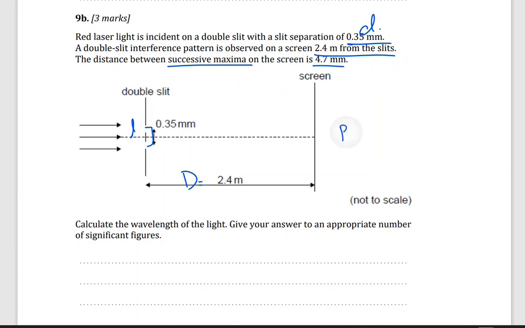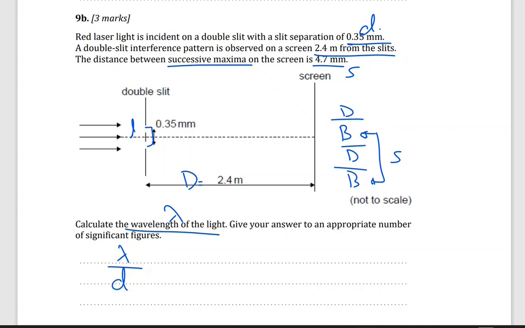Now here we have a fringe pattern. We have bright and then dark and then bright again and then dark. So the distance between the centers of two bright fringes, this is S. So S is 4.7 millimeter. Calculate the wavelength lambda of the light. Now for double slit, the formula: lambda divided by d, the distance between the two slits, will equal S, the distance between the two maxima, divided by capital D.